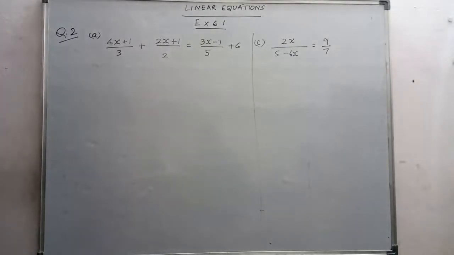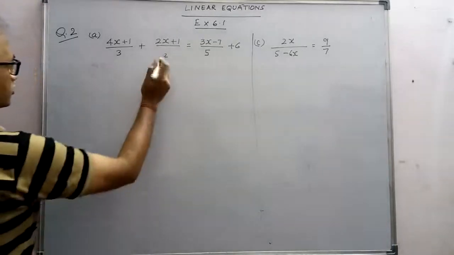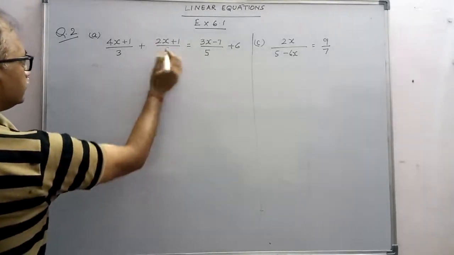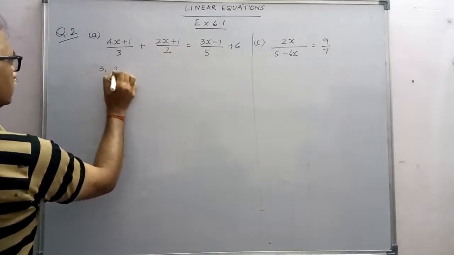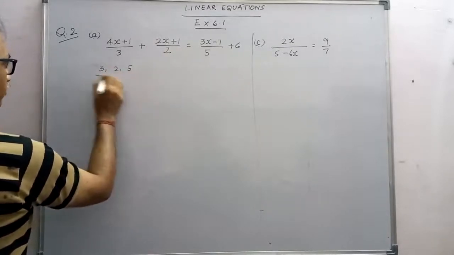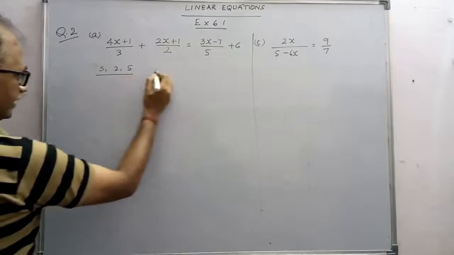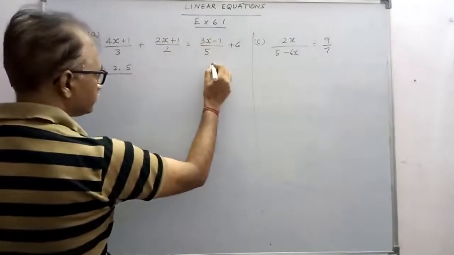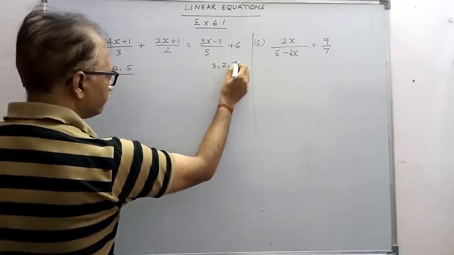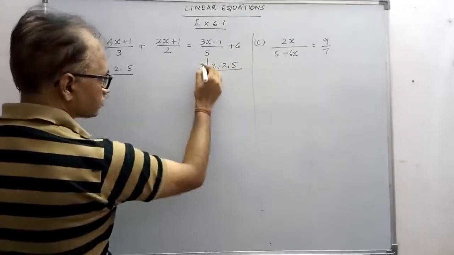To solve this linear equation, we have to first of all take the LCM of the denominators. Now see what the denominators are here. One is 3, one is 2 and 5. These are the denominators, so their LCM you will take out.